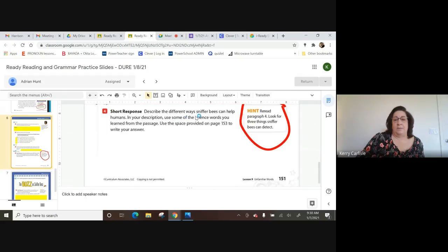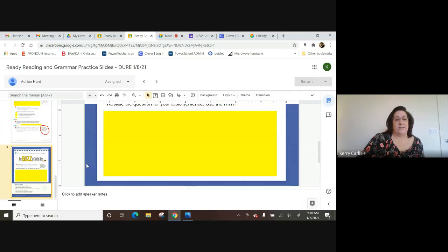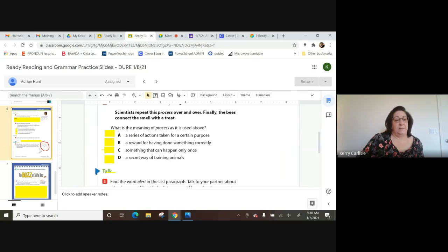It says describe the different ways sniffer bees can help humans, and you're going to do that right here. And you just type in a couple of sentences from the text, like how do they help, right? And it'd be nice if you had a topic sentence, right, that said there are different ways that sniffer bees can help. But you just have to look back. I just need a couple of sentences here.